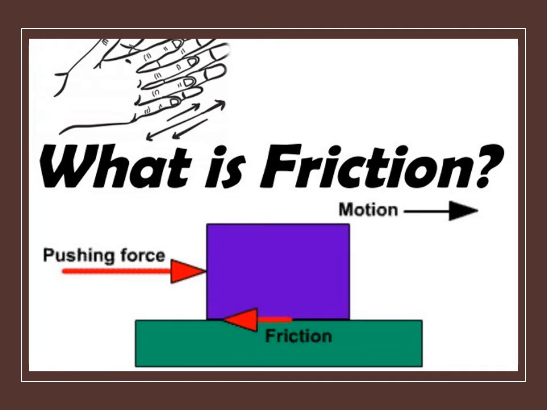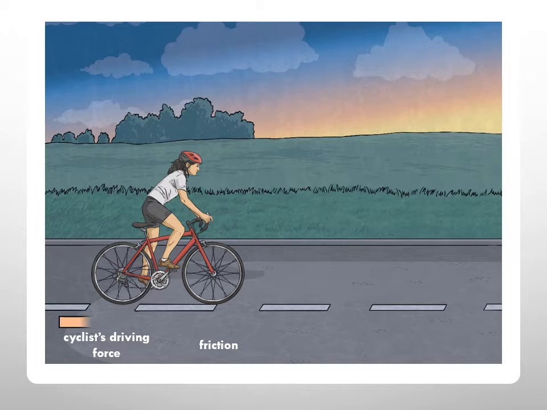What do you think friction is? Look at the image and try to find out. This is the cyclist's driving force, which the arrow is showing on the right, but the friction is going on the left. So friction always goes in the opposite direction of the force.